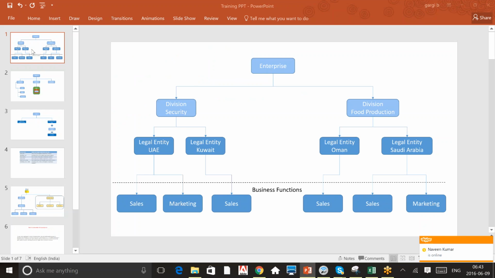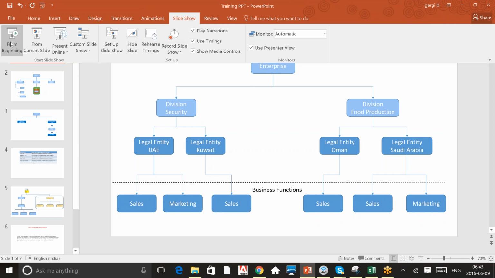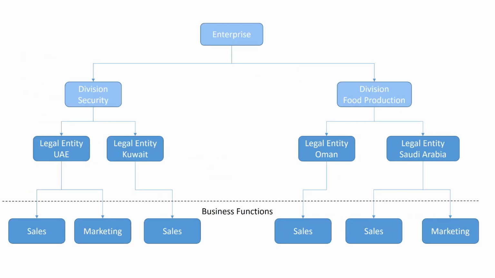Now, for checking the reference data set, we are going back to the PPT from where we started yesterday. We saw that the whole enterprise structure is divided into enterprise, division, legal entity, and business functions, from which we derive the business units.